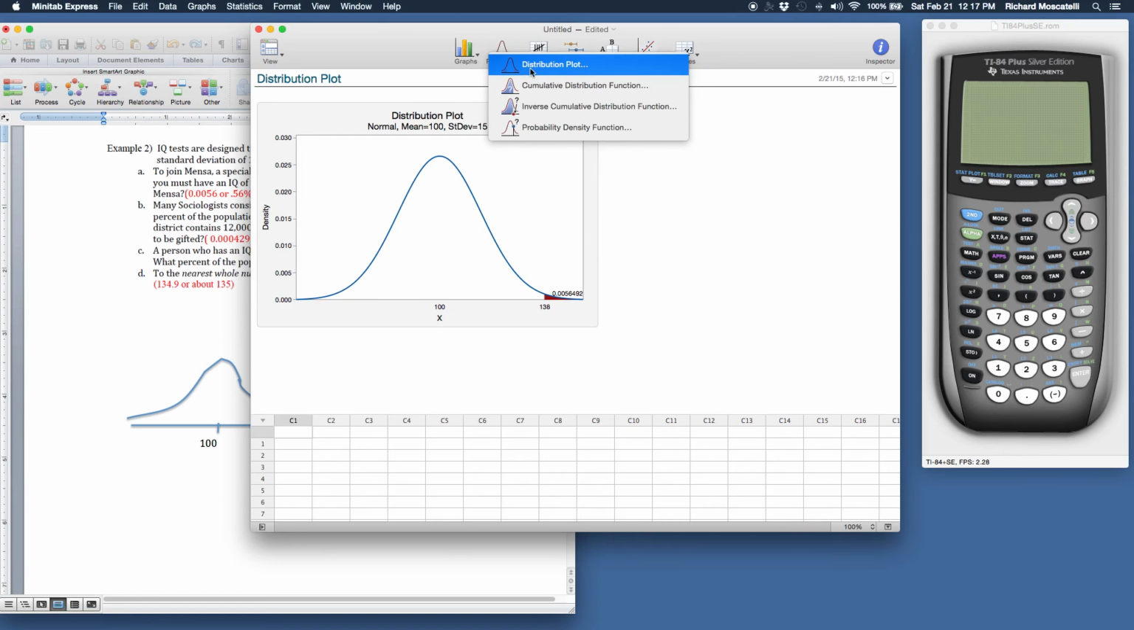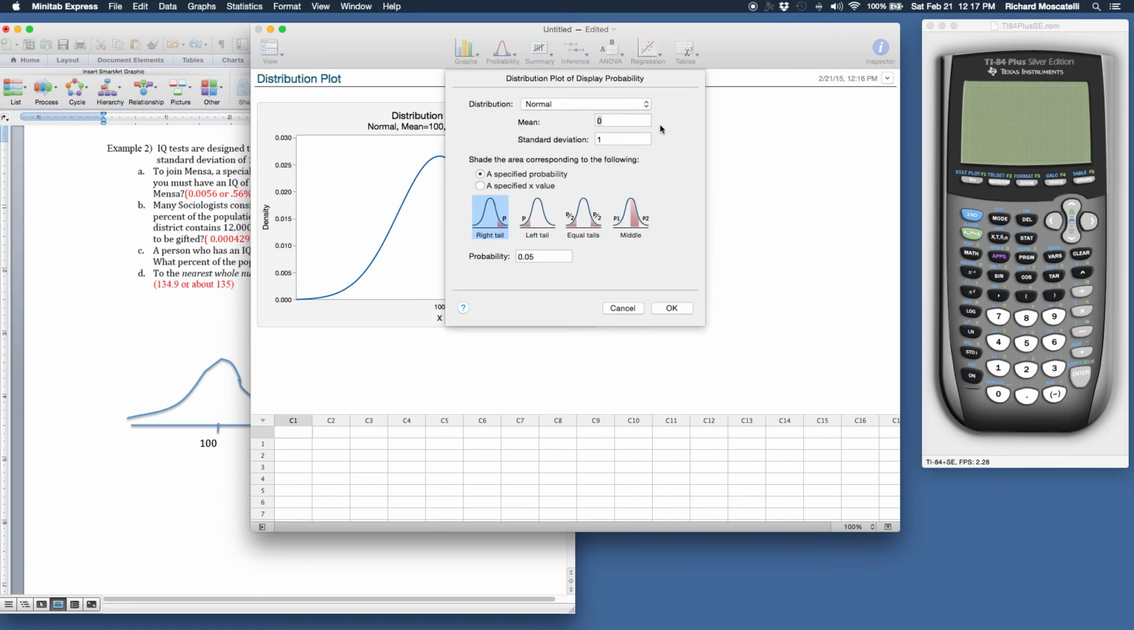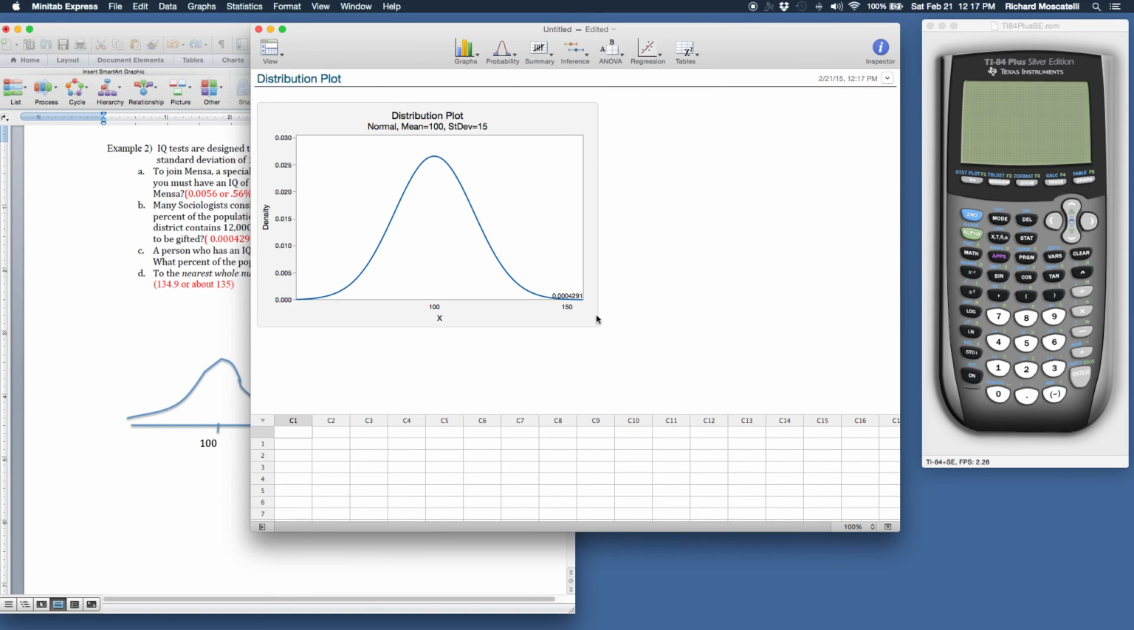So you select distribution plot, display probability. Okay, input the parameters once again, which are 100 and 15. I want you to give me an area corresponding to the right of an x value. I'll change that to 150. Now I would imagine this is going to be a very low probability, so you say okay there. And there you have it.